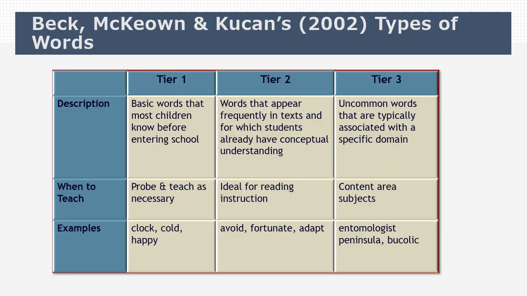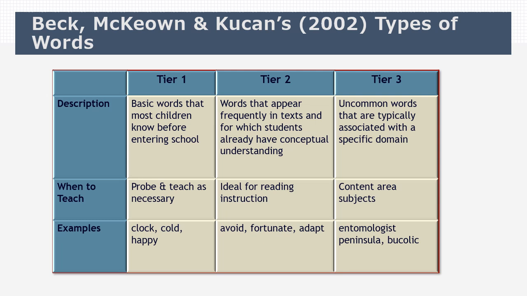When we talk about vocabulary instruction, we talk about different tiers of words. The tiers of words are different categories of words, and you can see here that there are 3 tiers. The first tier are basic words that most children know before they even start school. So these are words such as clock or cold or happy, common words that probably won't need direct instruction, but you'd like to probe the children and, if necessary, backfill and teach those words.